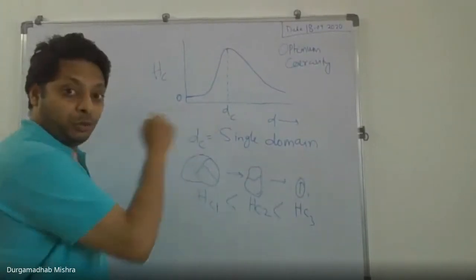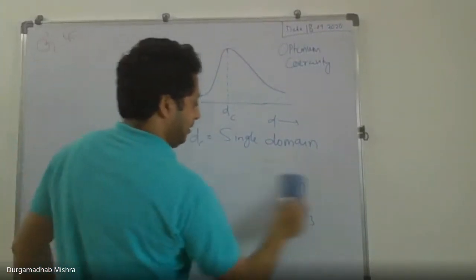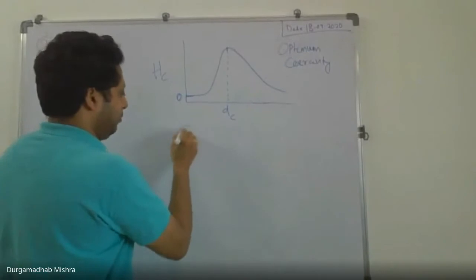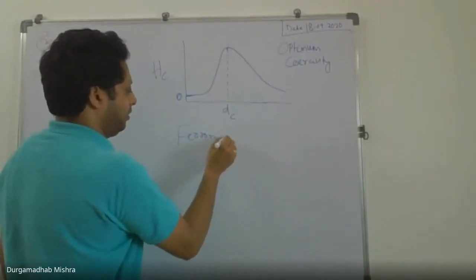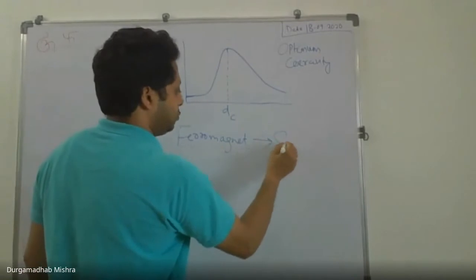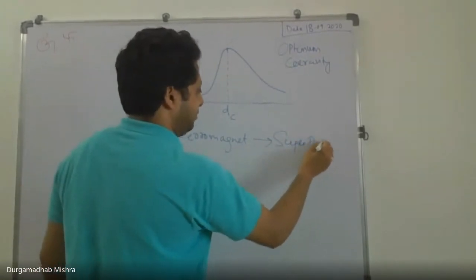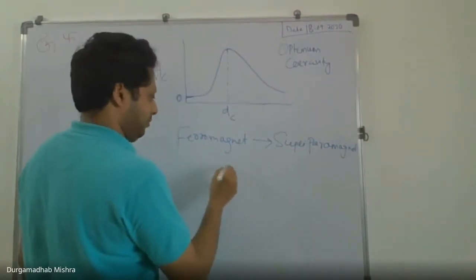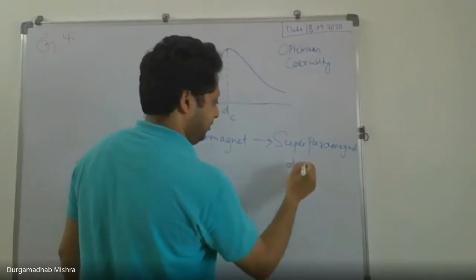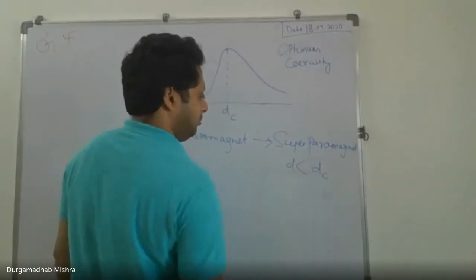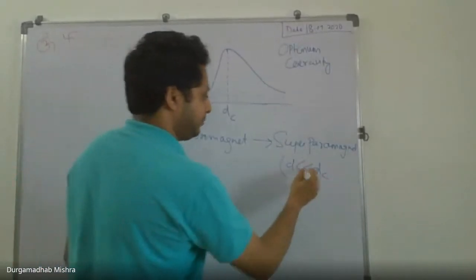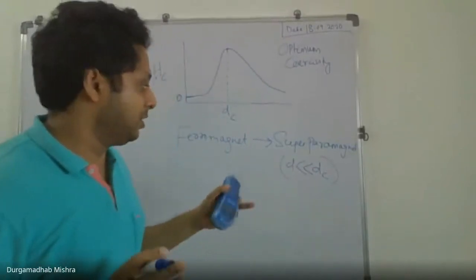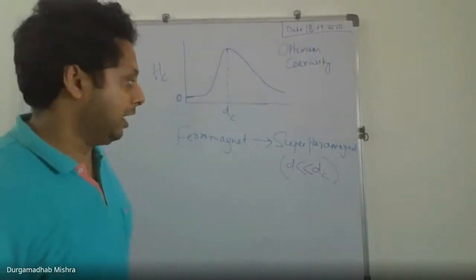And what you observe when you go to the nanometer range is that a magnet, a ferromagnet, will go to something known as a superparamagnet. This is when your dimension is much smaller than your critical dimension. Okay. Right now, if I talk about dimensions, I'm just telling you something vague, so I can give you some numbers.